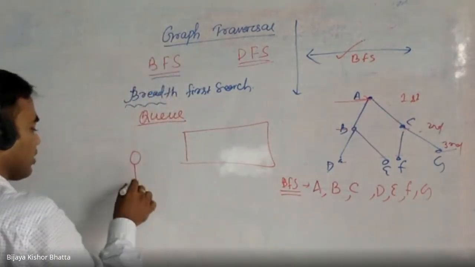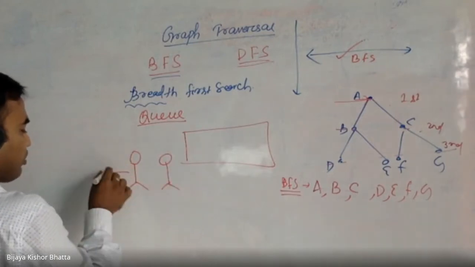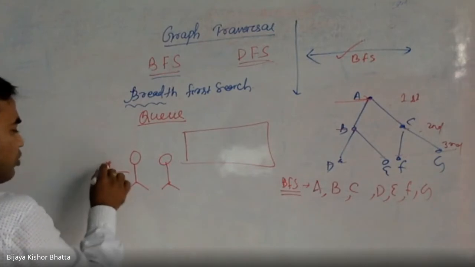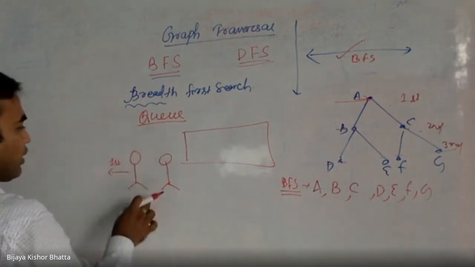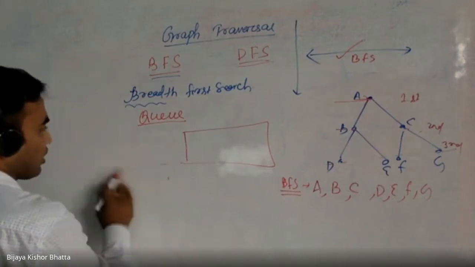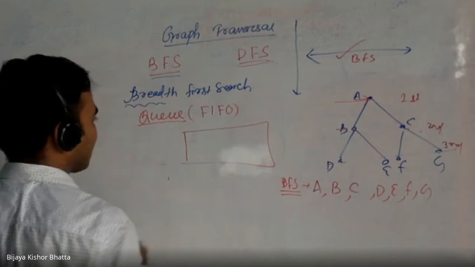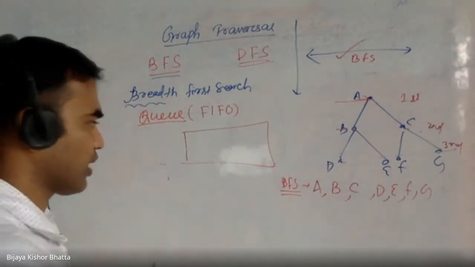It means the person who came first. If this is my queue, people are standing in the queue, so the people who come first will be served first. That means the element which came first is going to be served first. So what principle does a queue follow? First in, first out. That is the principle a queue follows.